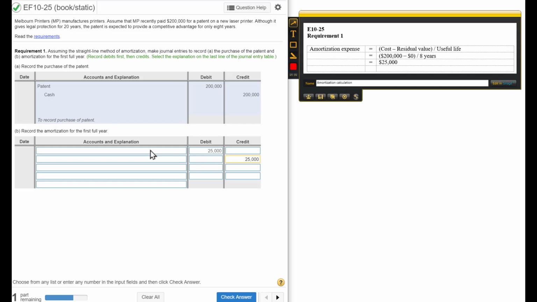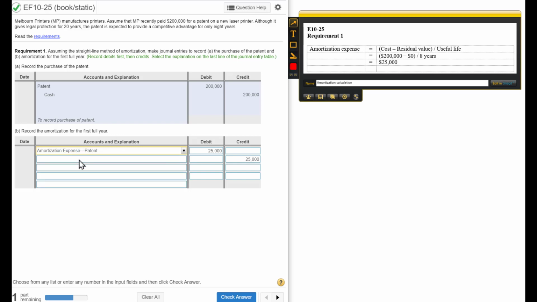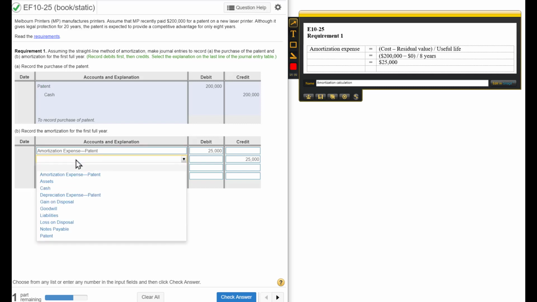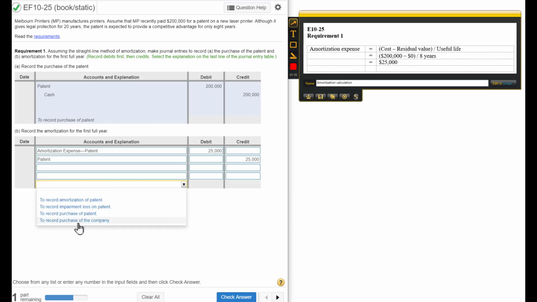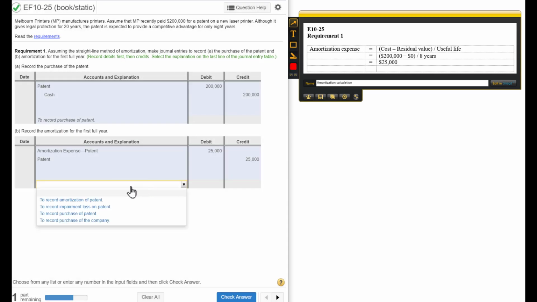So we need to increase our expense, and expenses increase with a debit. And that expense is called amortization expense. Now one thing that's different about amortization versus depreciation is that with amortization, we're going to lower the value of the asset directly. So there is no accumulated amortization. So we're going to lower the patent account directly, and that is to record amortization on patent. Oops, I chose the wrong one. To record amortization of patent.